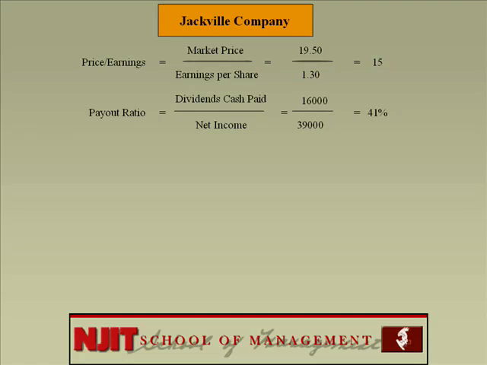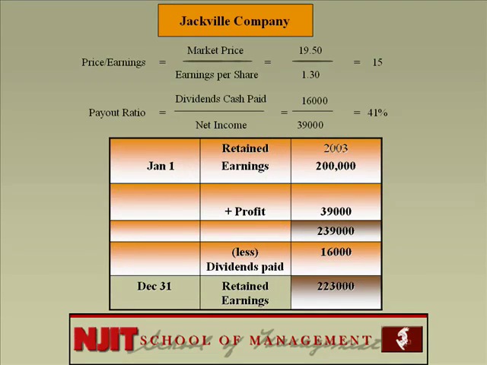Remember, dividends are paid out of net income. So for your exam, this is the way you do it. 2004, what was the beginning retained earnings? 200,000. How much profit was made? 39. So in total, the retained earnings balance should have been 239. If no dividends were paid, the retained earnings at the end of the year should be 239.